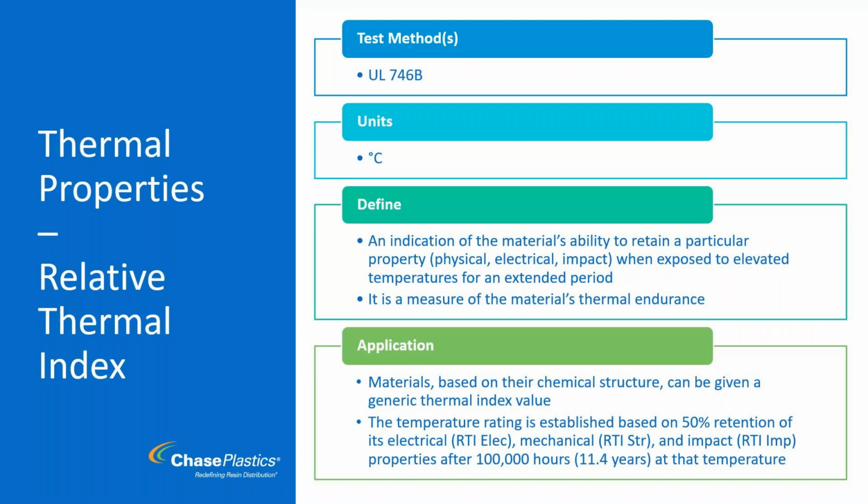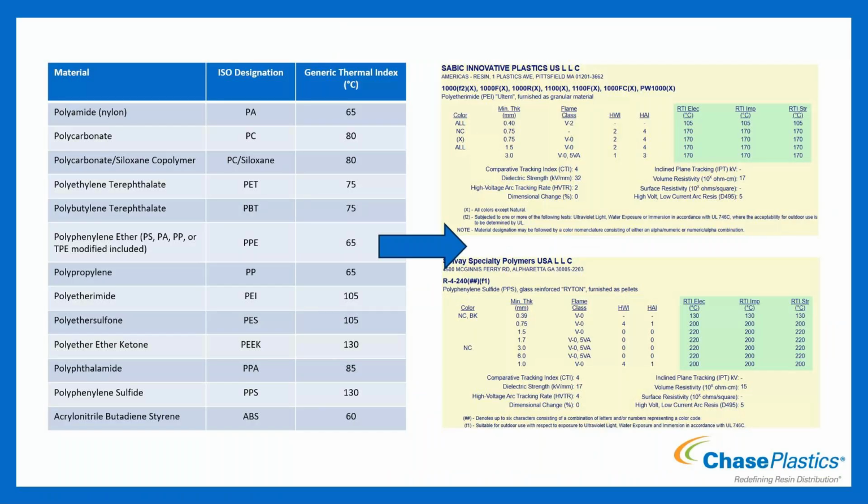The other thing is that, based on chemical structure, if the supplier doesn't want to have RTI tested, based on its chemistry, based on what material it is, it can be given a generic thermal index value. So you might see some yellow cards, if you're looking at UL yellow cards, with the generic value listed. It just means they didn't necessarily test it, but based on the chemistry of that material, that's what it received. If we look at that chart of those values, if it's a nylon, they give it a generic value of 65 degrees C, all the way to, if it's a PPS, 130 degrees C.